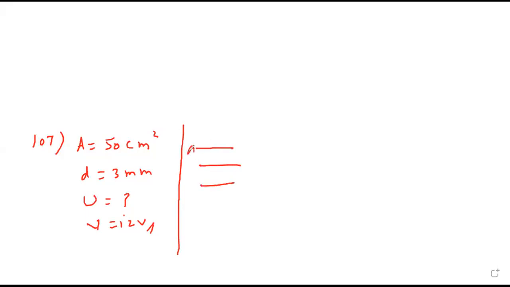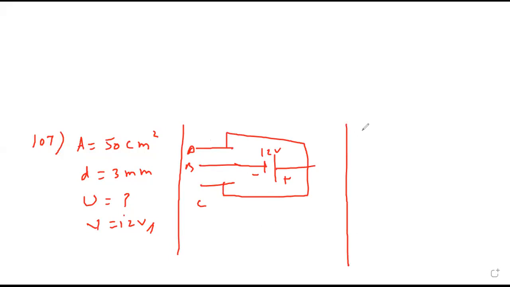We can see there are three plates A, B, C connected as shown. If I can identify the mode of combination, series or parallel, I can find the total capacity. If I get the total, then energy will become half into total capacity into voltage square. So now my problem is how this arrangement is.